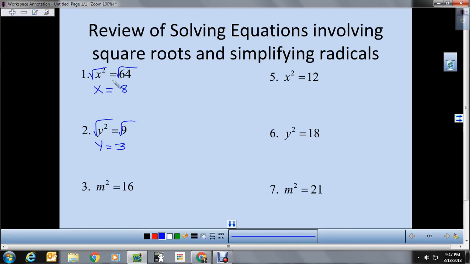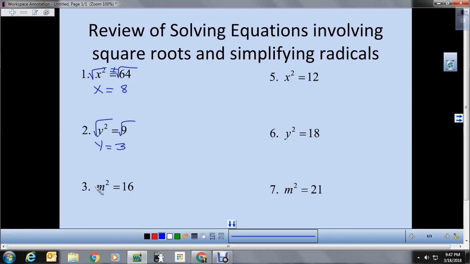Now, one thing I forgot to mention is that it is always plus or minus when you take a square root of a number. But because we're dealing in geometry with just distances, most of our numbers will be positive, because distance is always measured in positive lengths.